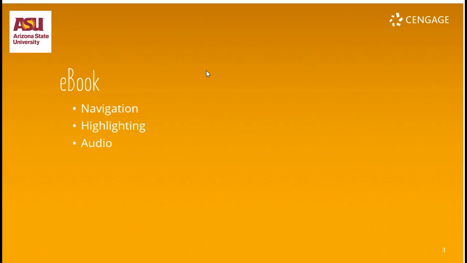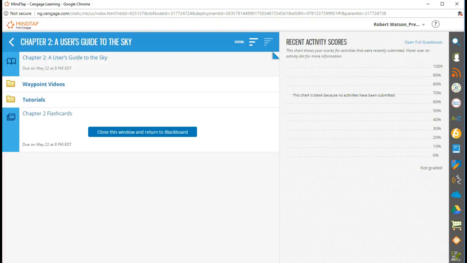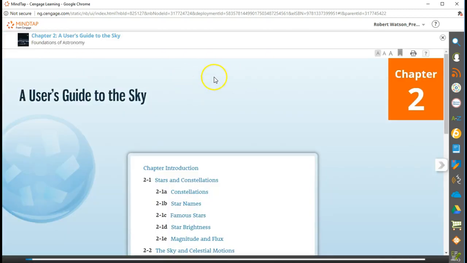With the ebook, you'll have access to a rich suite of navigating, highlighting, and audio features. When you access MindTap from Blackboard, you'll land on a homepage that looks just like this. This will cover all the materials available for you in that chapter. The very first item here is your e-text. In order to access the e-text, simply click on the link. When you do so, you'll be taken to the table of contents for that given chapter.